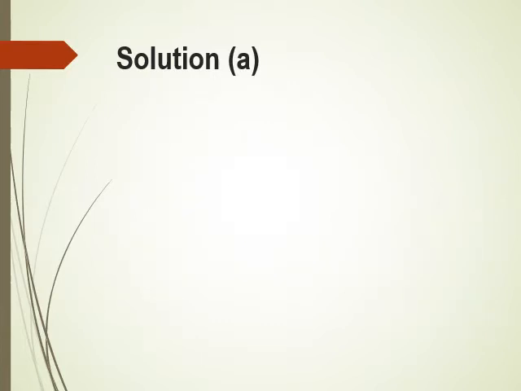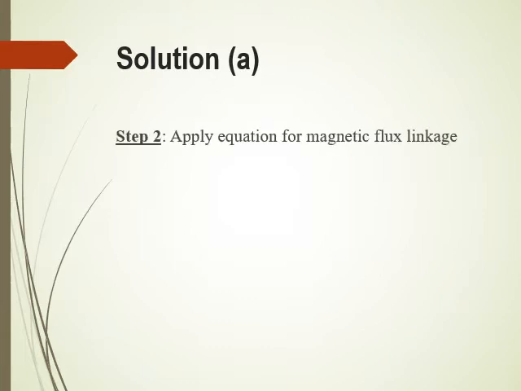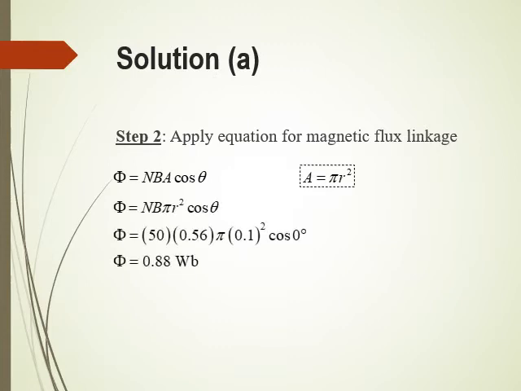Now that we have the angle between vector A and vector B, let us proceed to step 2: apply the equation for magnetic flux linkage. Magnetic flux linkage equals NBA cos theta. Since you are given a circular coil, the cross-sectional area is equal to pi r squared. Substitute the values into the equation, and you will get a magnetic flux linkage of 0.88 Weber.